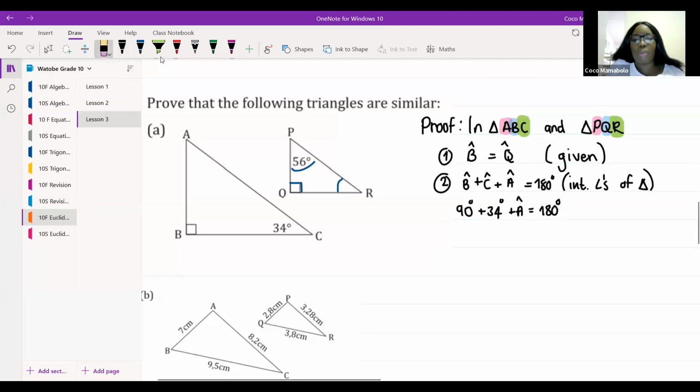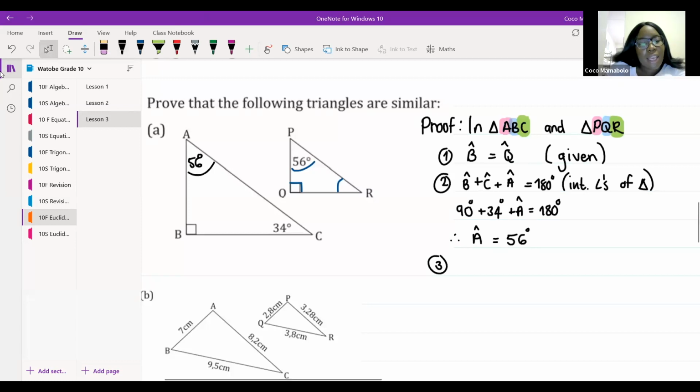Okay, I'm going to skip one more line. Therefore, 180, calculator, guys, tell me what is A going to be equal to? A is going to equal how much? Well done, Boitimelo. Well done. That's it. A is going to equal 56 degrees. All right, so we know that A is equal to 56 degrees.